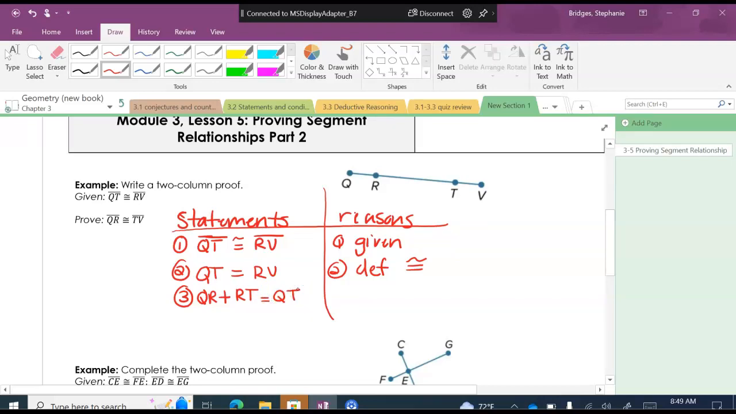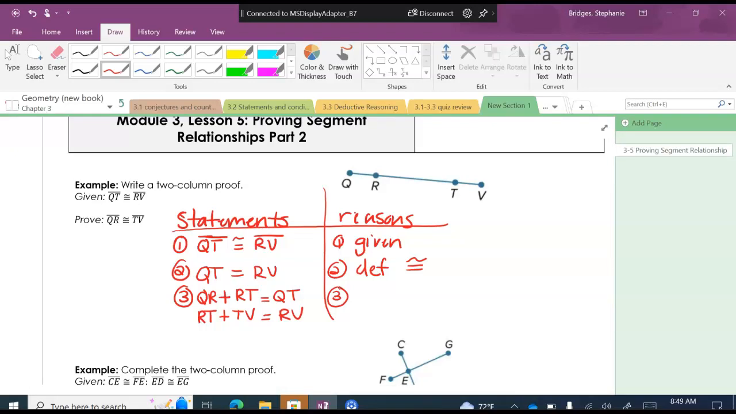And keeping in mind that we're talking about the same thing, we want to do the other segment. The other segment they told me was RV. Could I say two segments add up to be RV? Yeah. Which two? RT and TV. So for the same reason, we're going to say RT plus TV is going to equal RV. That came from looking at my picture.